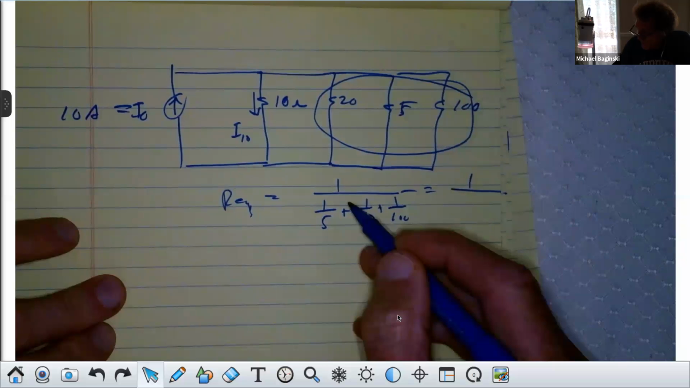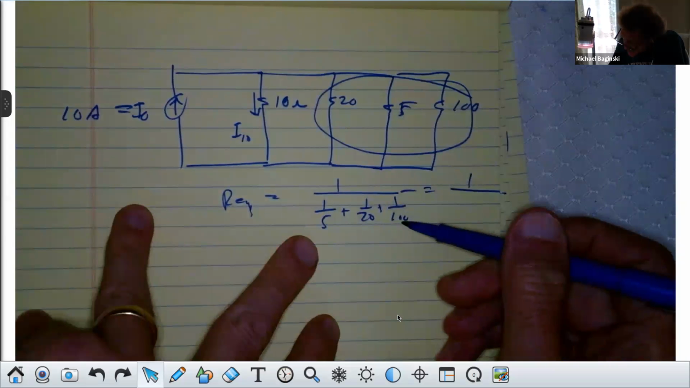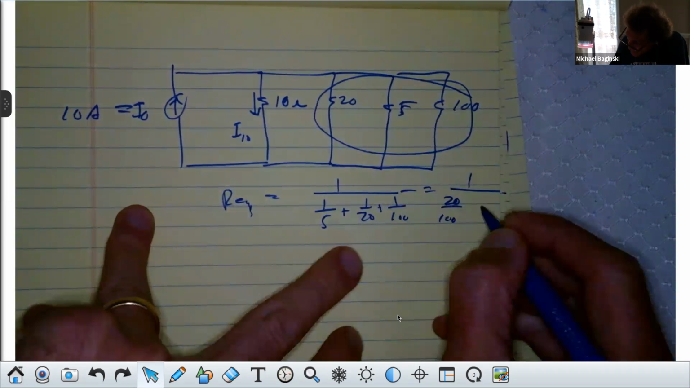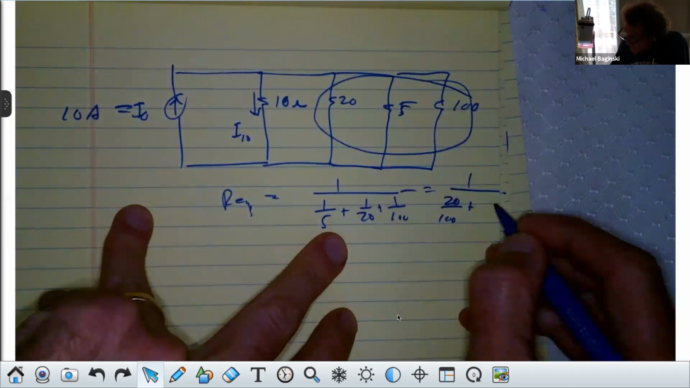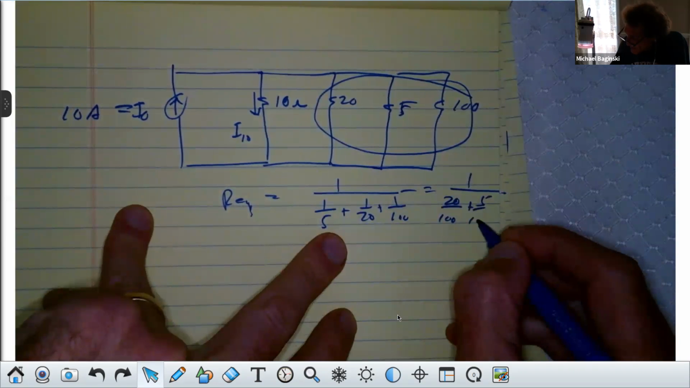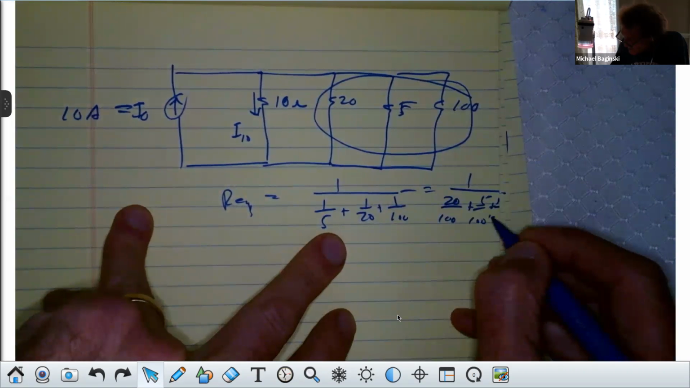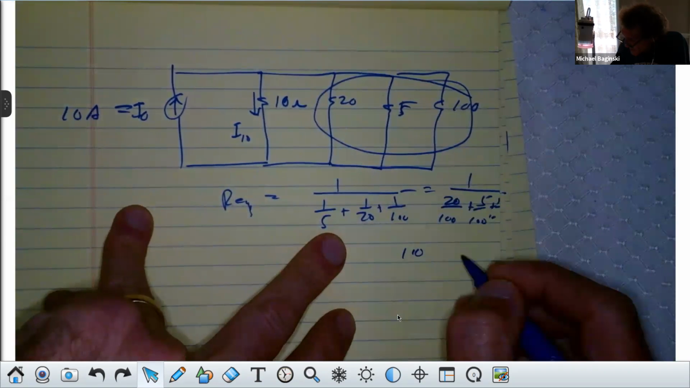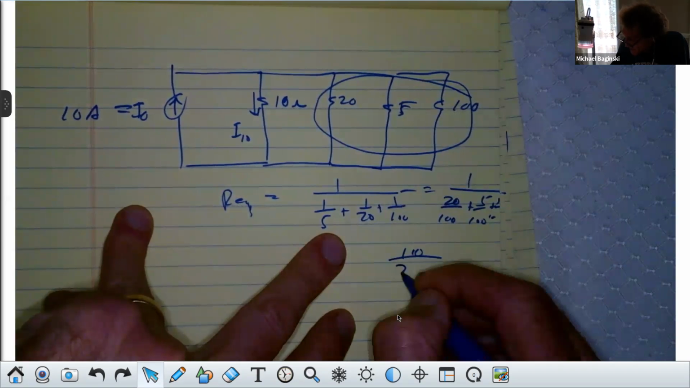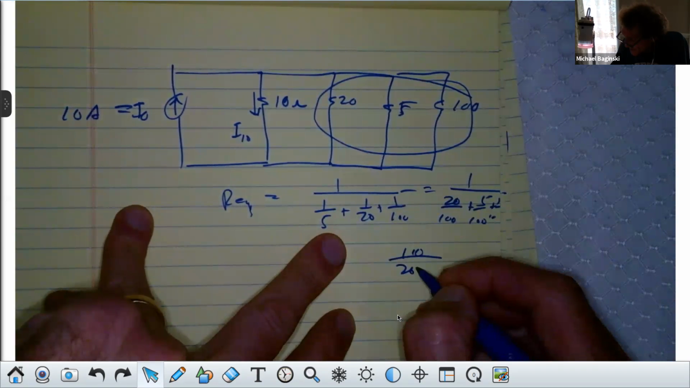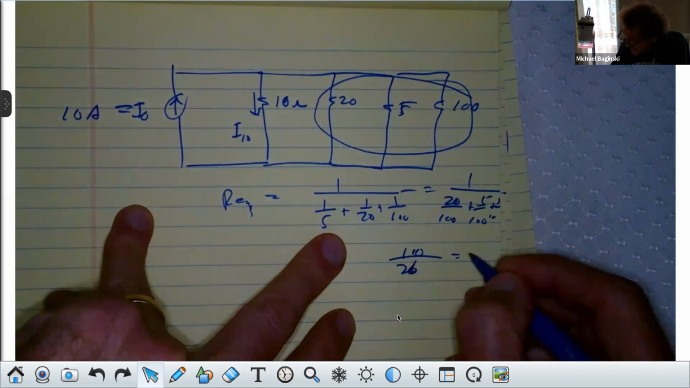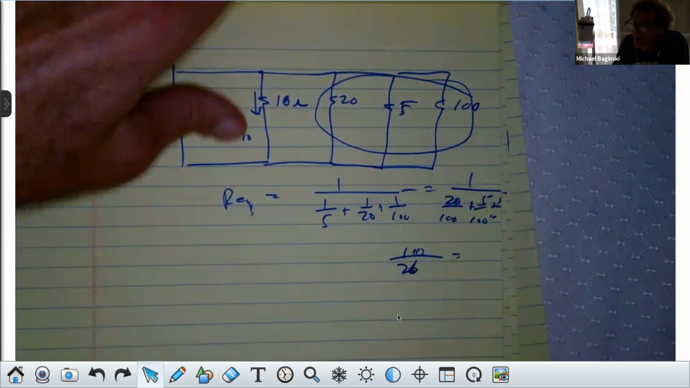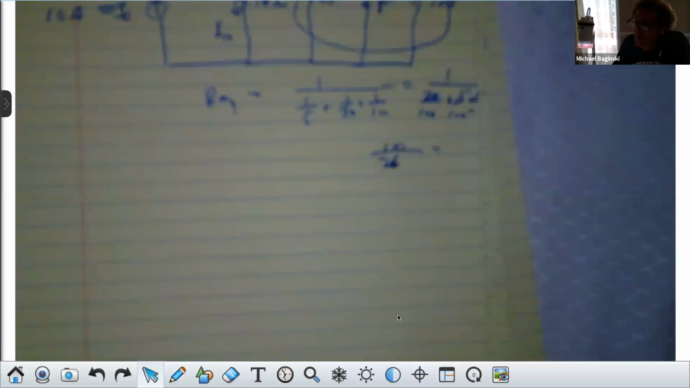And if you want to do it the hard way, it's what? 1 over, well, if I take a look at this, that would be 20 over 100, right? Plus, and then 20 goes into 100 5 times, 5 over 100 plus 1 over 100, right? And then you would get 100 divided by 26, right? You got to take the 100 on top, and that would be in ohms. I'm not going to bother, but do you agree we get one single value for that?